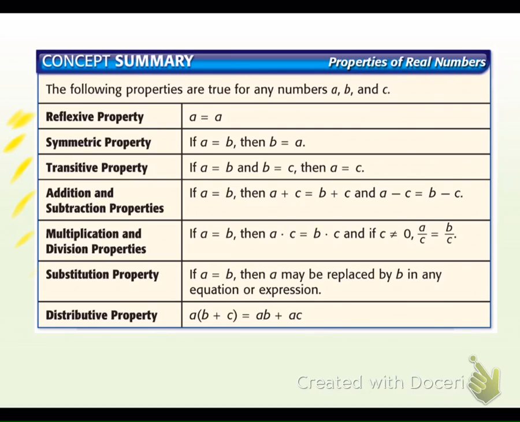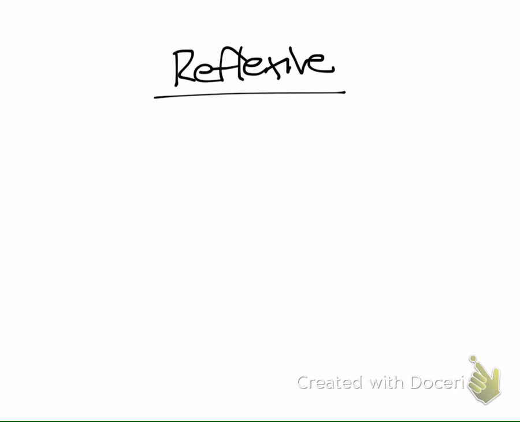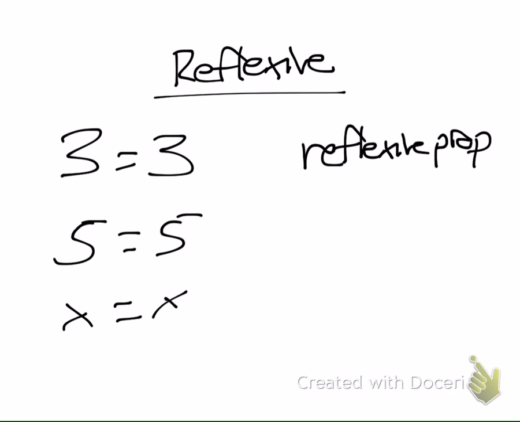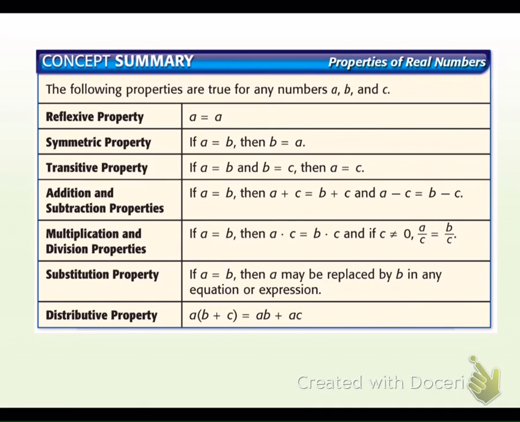Okay, so let's talk about what these properties mean, because these are also reasons you can use to prove things. Reflexive property just says something's equal to itself. 3 is equal to 3. If I said prove that 3 is equal to 3, you could say 3 is equal to 3 by the reflexive property. Something's equal to itself. 5 is equal to 5. X is equal to X. Reflexive property is very easy.